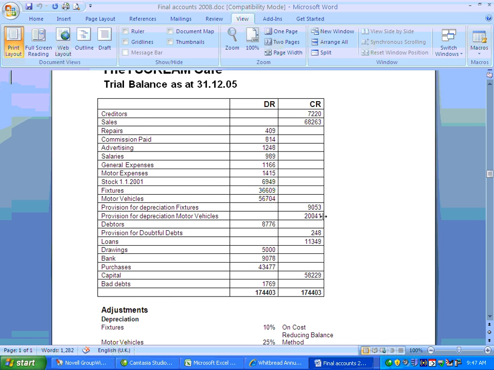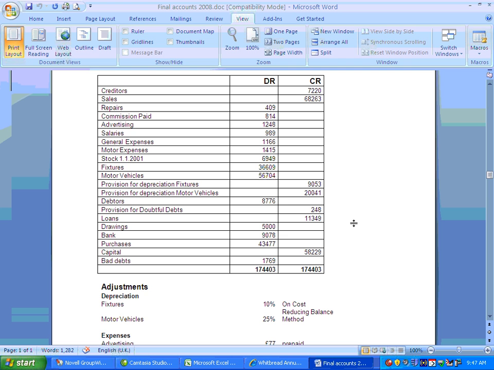And we can see that the provision for depreciation on motor vehicles is 20,041 here. That's the depreciation up to the start of the current year, so up to the start of 2005. So the assets at the beginning of 2005 would have been worth 56,704 minus the 20,000. That's what they would have been worth at the beginning. Now that is called the reduced balance. The value at the beginning of the year, and when it's the reducing balance method, we calculate the depreciation for the current year on that reduced balance, on the value that we thought they were at the beginning of the year.